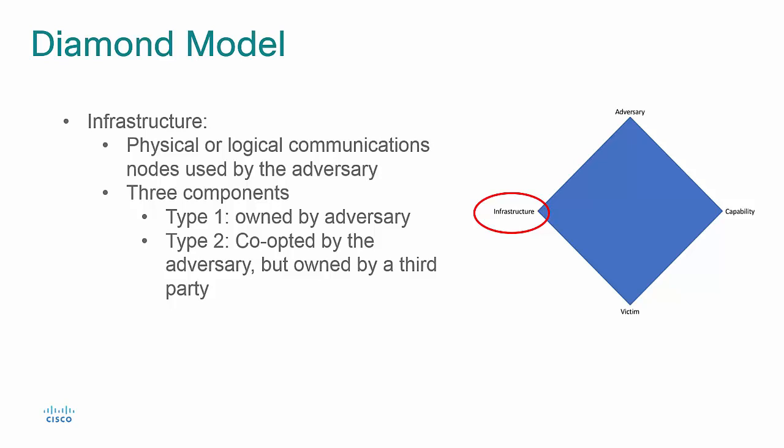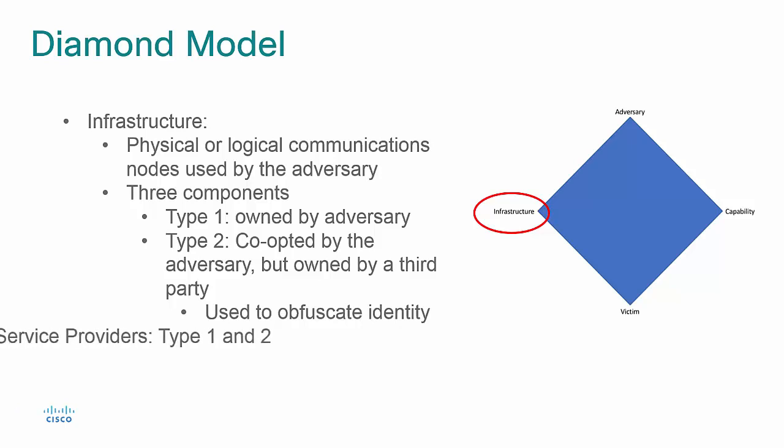Type 2 infrastructure is co-opted by the adversary, but is owned by a third party that may or may not know the adversary is using the infrastructure. Type 2 infrastructure is used to obfuscate the true identity of the adversary. In a scenario such as this, an attacker gains access to a target solely for the purpose of hopping through during an attack. If the attack is discovered, then to the target, it may appear as if the attack came from the intermediary hop. This methodology hides the attacker's true identity.